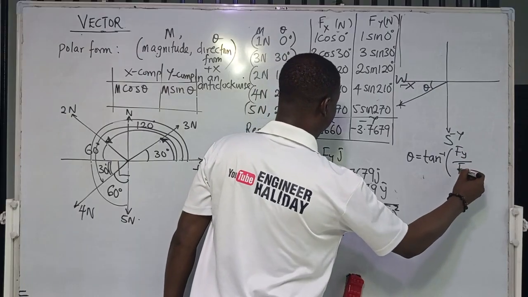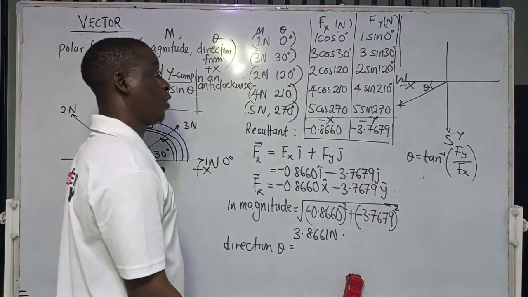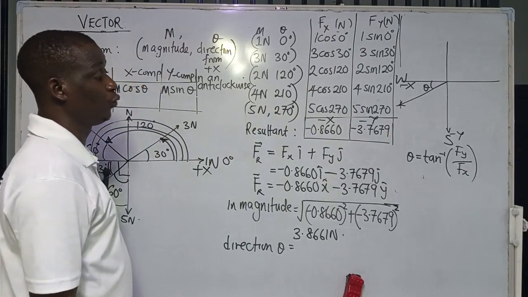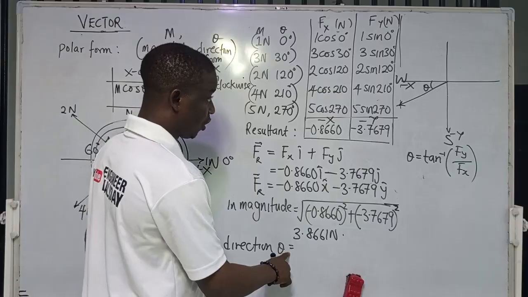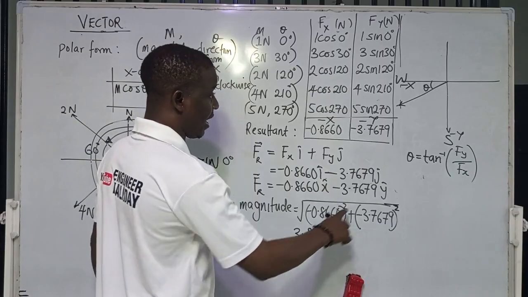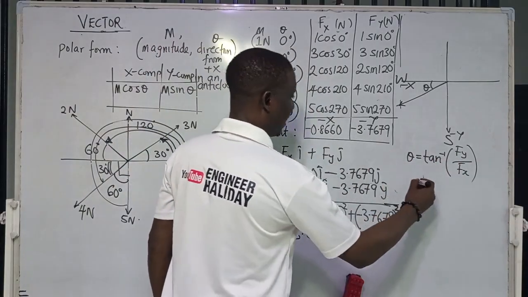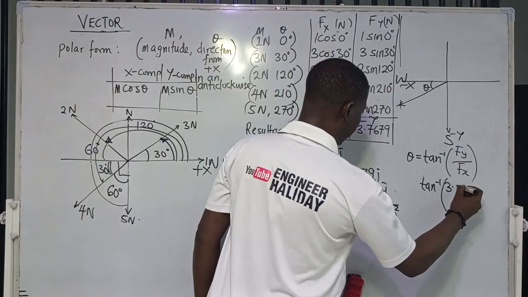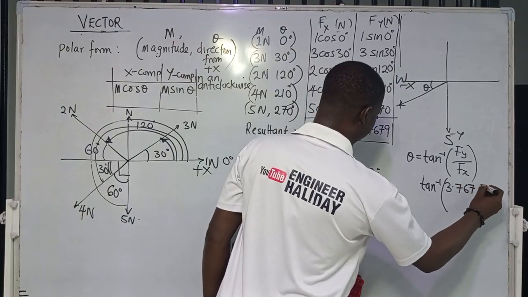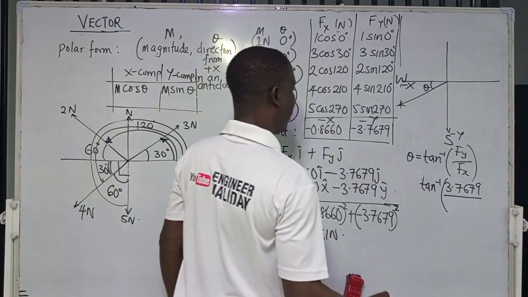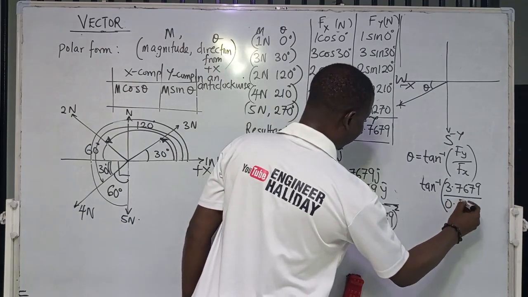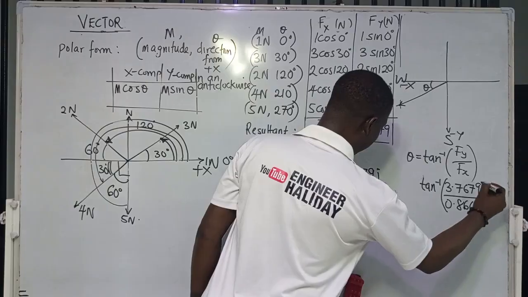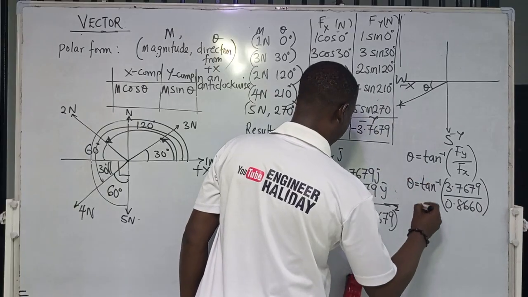Fy over fx. So what will you do with that? Now, you just take what? The fy. What is our fy there? Forget about the minus sign. Tan inverse of what? 3.7679 divided by Fy, that is divided by what? 0.8660 to get our direction.